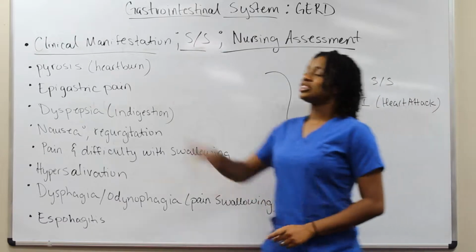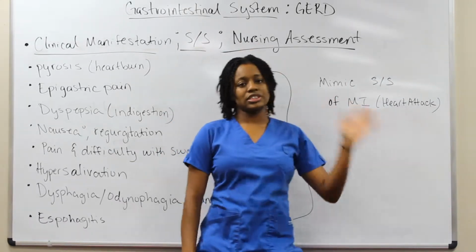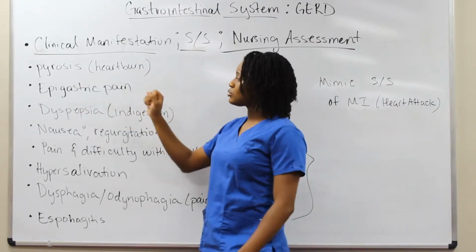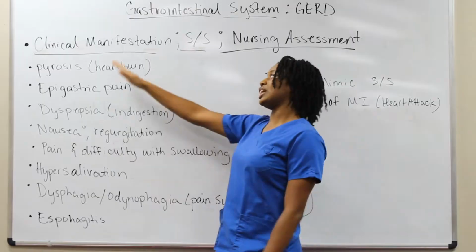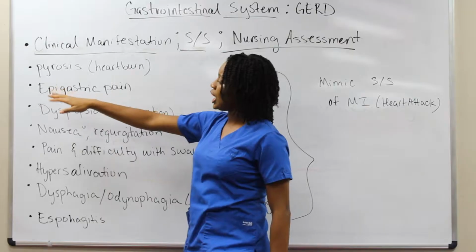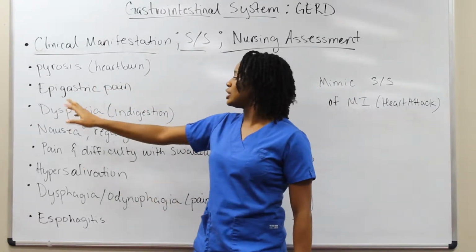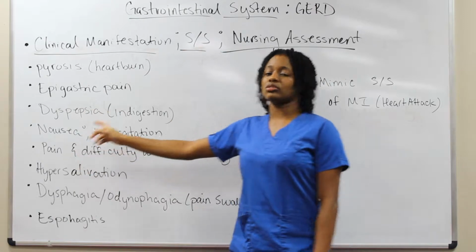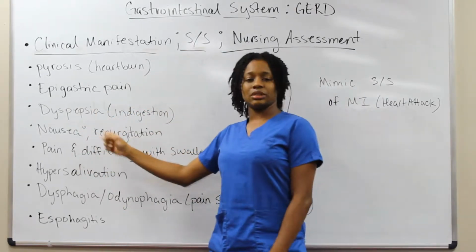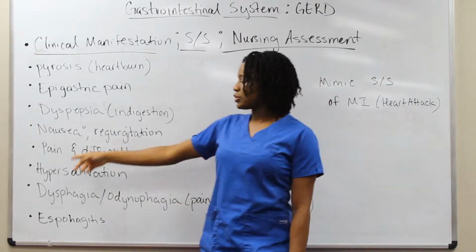So now we're going to talk about the clinical manifestations, also known as your signs and symptoms, which is your nursing assessment, because that's what you're going to assess as a nurse. So we have pyrosis, which is just a fancy word to say heartburn, all right? So next thing you have is epigastric pain, okay? Then you have dyspepsia, which is also known as indigestion. You have nausea and regurgitation. Regurgitation is the same thing as vomit, right? You have pain and difficulty with swallowing, hypersalivation.